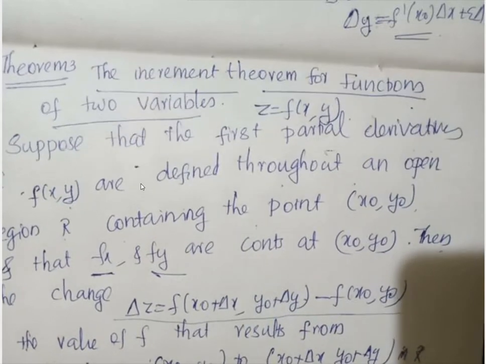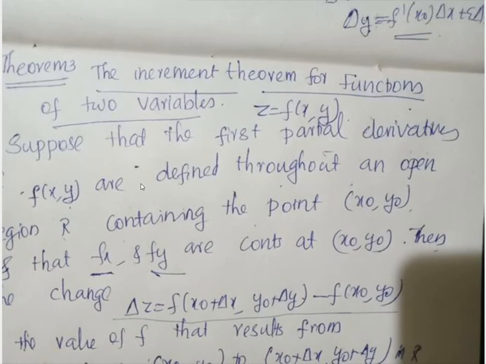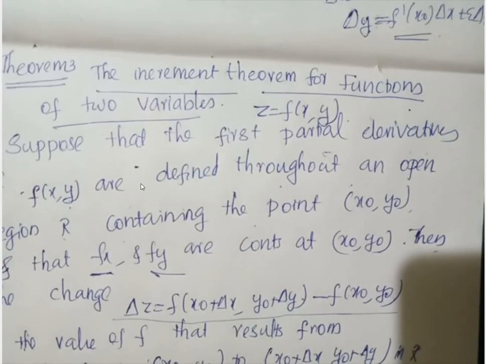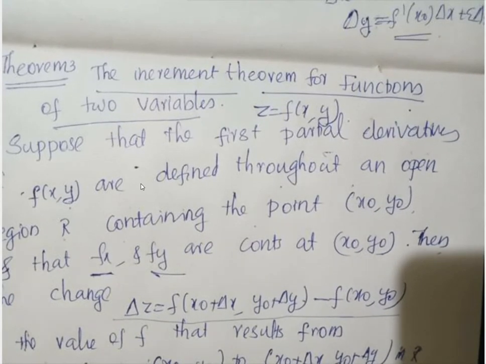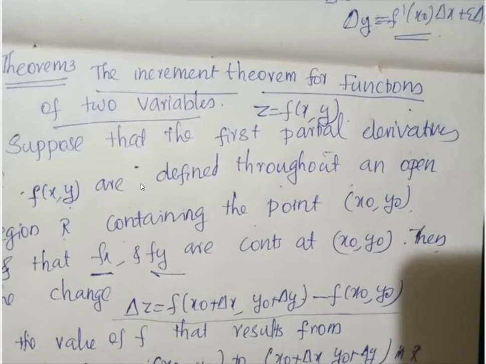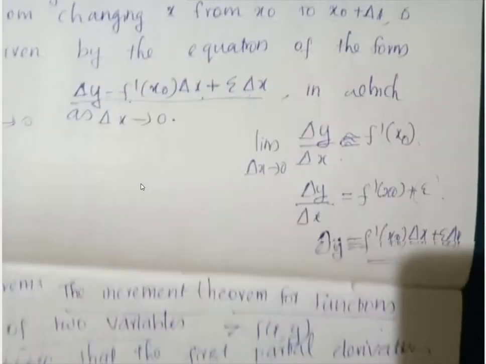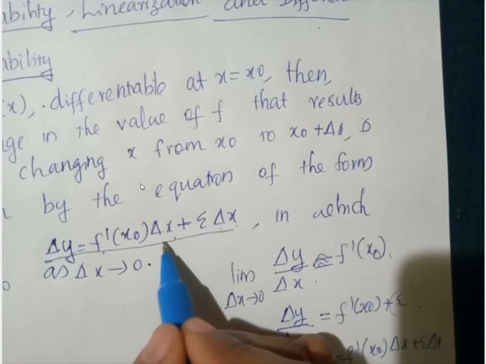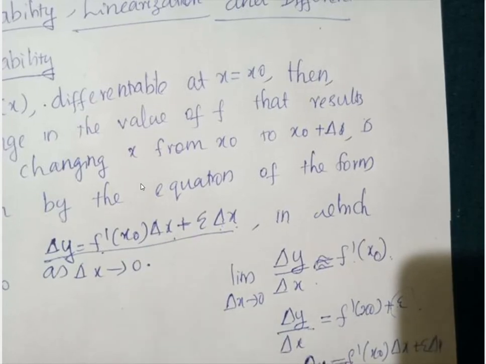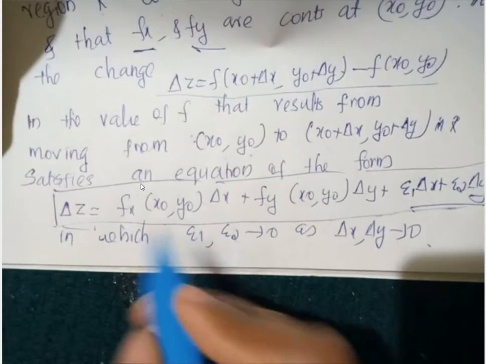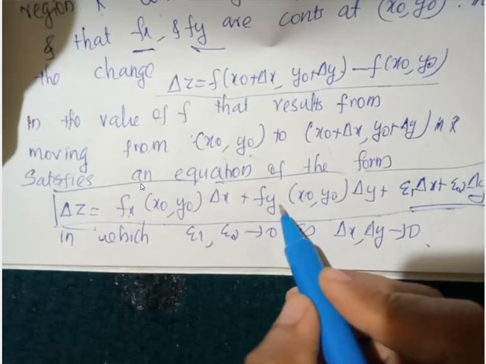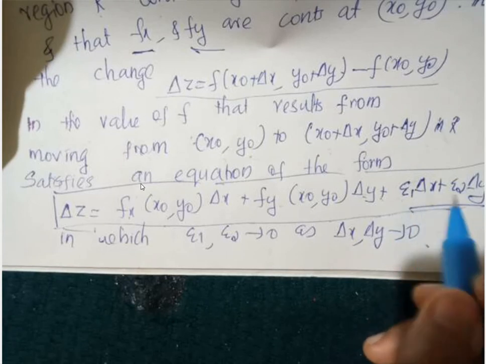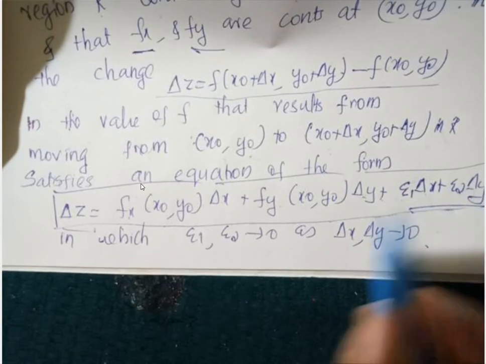This we have to remember. Delta z is equal to fx at x0, y0 into delta x plus fy at x0, y0 into delta y plus epsilon 1 delta x plus epsilon 2 delta y, in which epsilon 1, epsilon 2 tend to 0 as delta x, delta y tend to 0. Look here: this is f dash x0 into delta x plus epsilon delta x. What is the difference between the two variable and one variable? Here one variable is added. In the place of f dash x, here fx into delta x, fy into delta y, plus there is only one epsilon there, here 2, corresponding to delta x and delta y: epsilon 1 delta x, epsilon 2 delta y. This tends to 0 as this tends to 0.